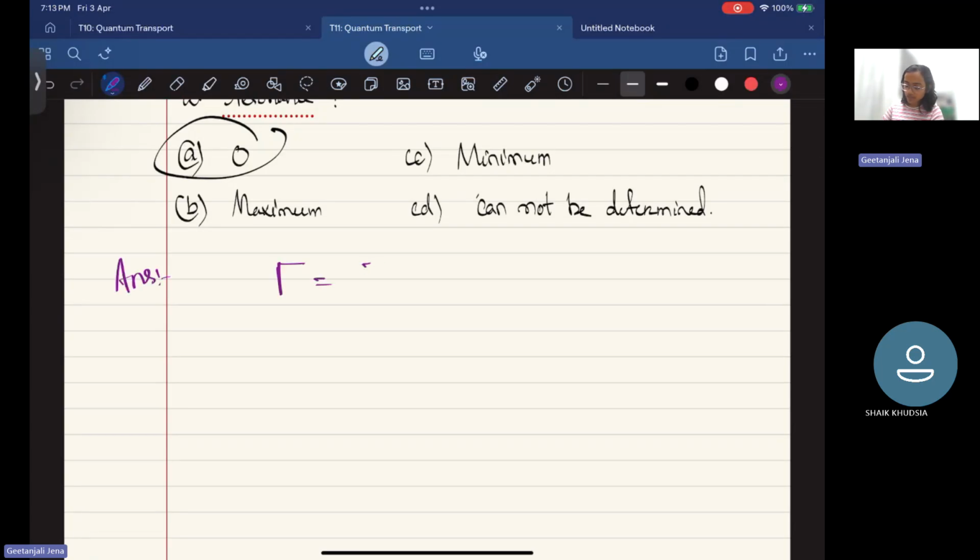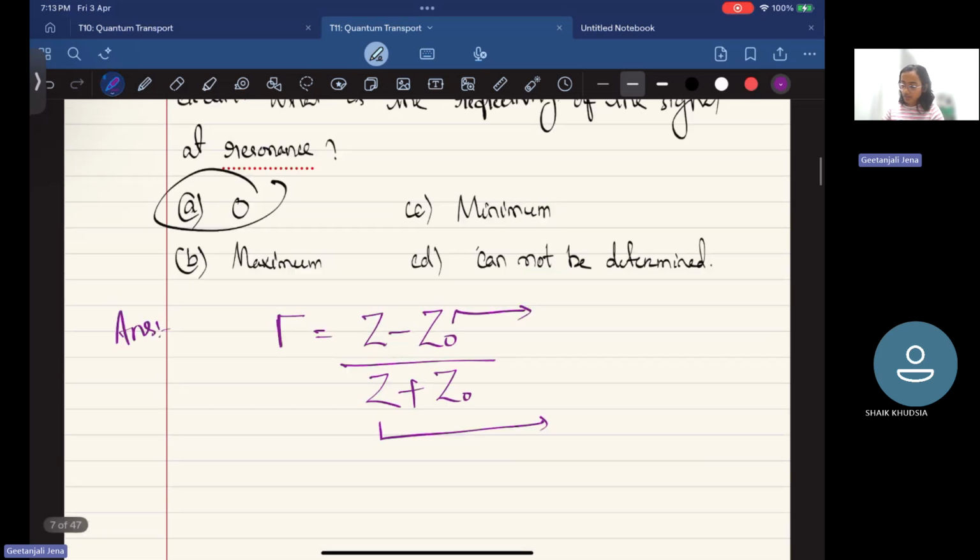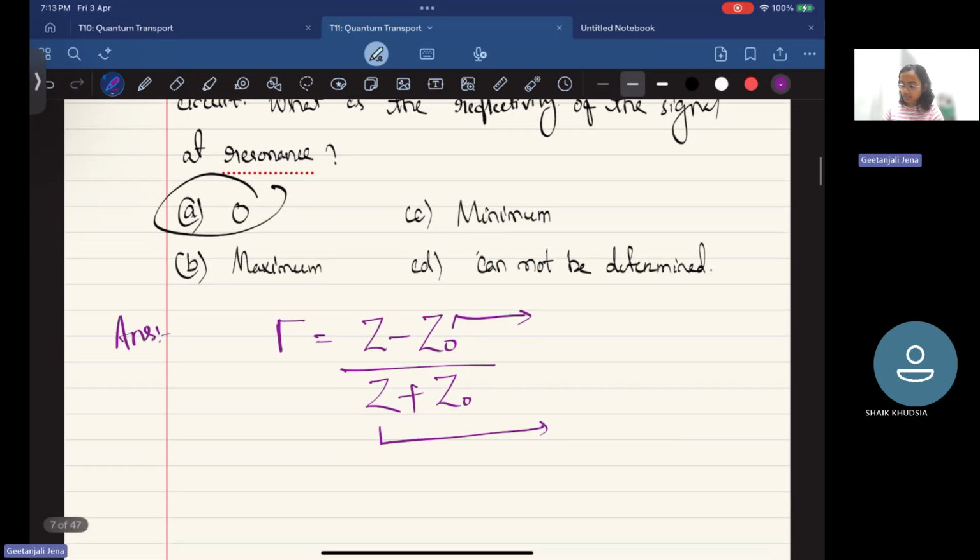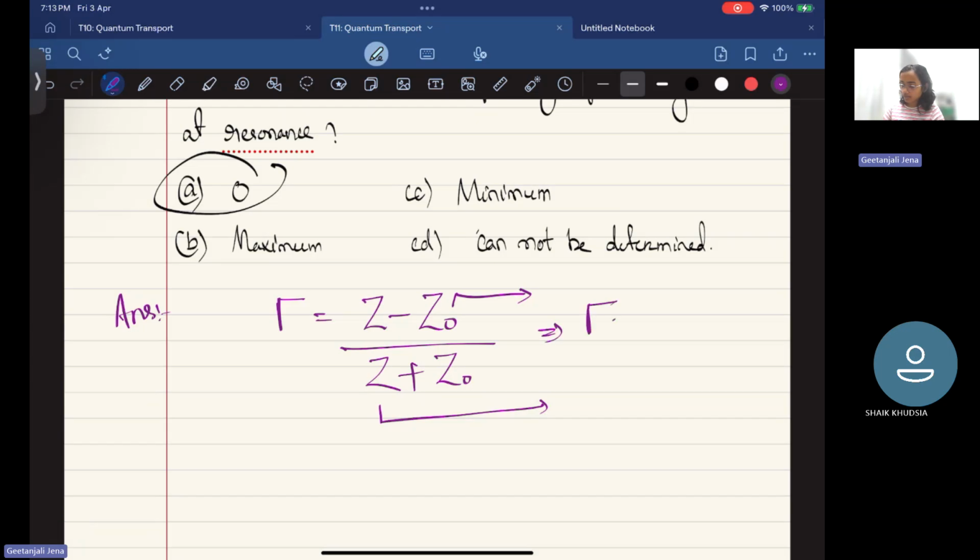Reflectivity is given by Z minus Z0 over Z plus Z0. Z0 here is the impedance of the coaxial line and Z is the impedance of the tank circuit. If there is impedance matching, Z is equal to Z0. So that means gamma, or the reflectivity, is 0. Other than this impedance matching condition, if we have any other values of C or R or L so that Z is different, then the reflectivity will increase.